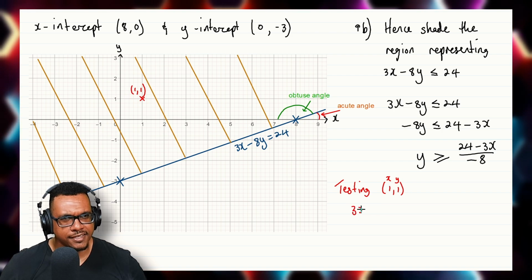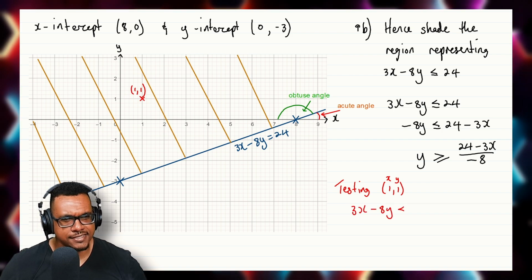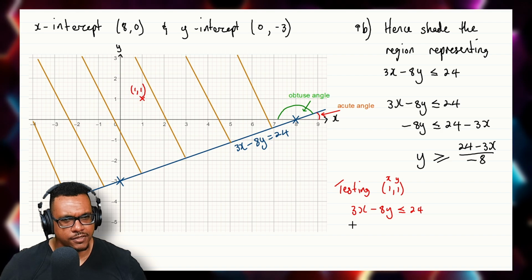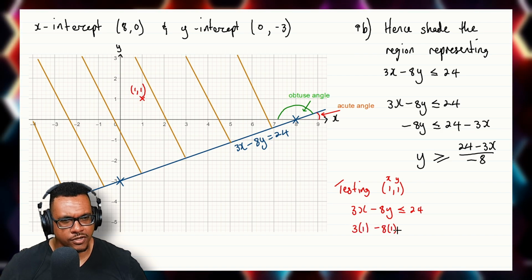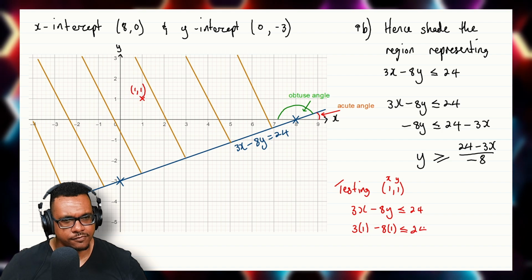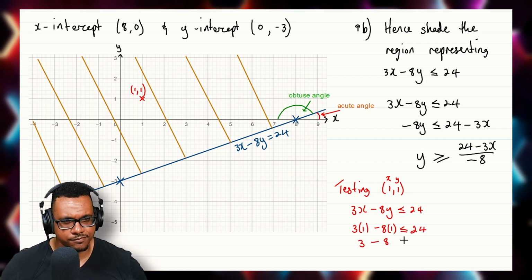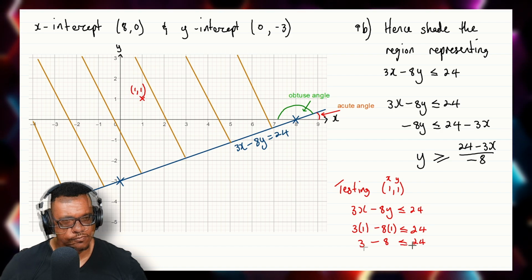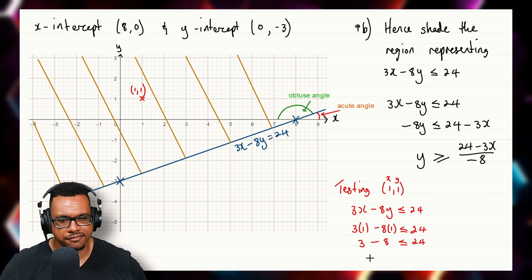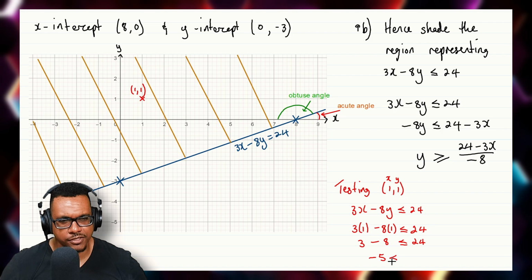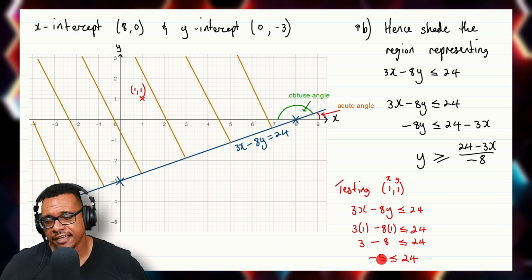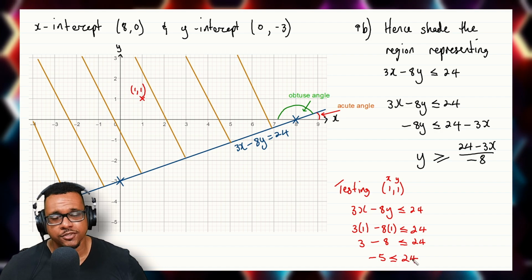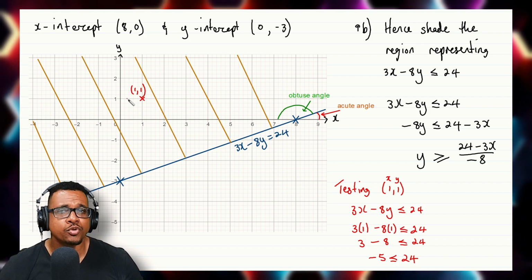We have 3x take away 8y is less than or equal to 24. So x is 1, y is 1. So that's 3 take away 8, because 3 by 1 is 3, 8 by 1 is 8. And 3 take away 8 is negative 5. So you have negative 5 is less than or equal to 24. And this statement is true. Negative 5 is less than or equal to 24. So again, with that little testing, you know you shade the right region.